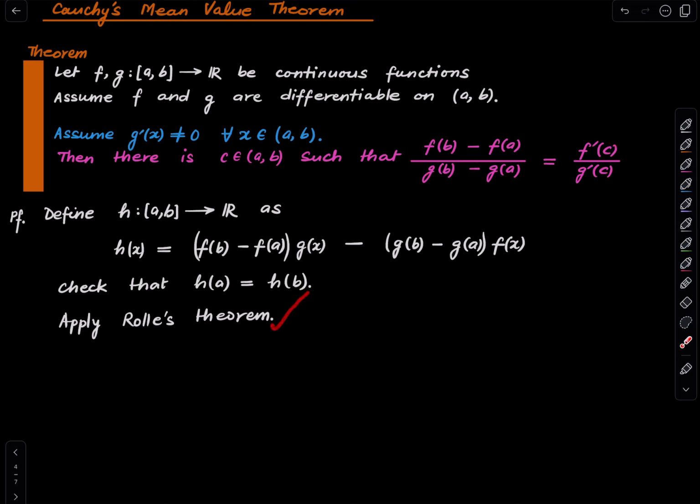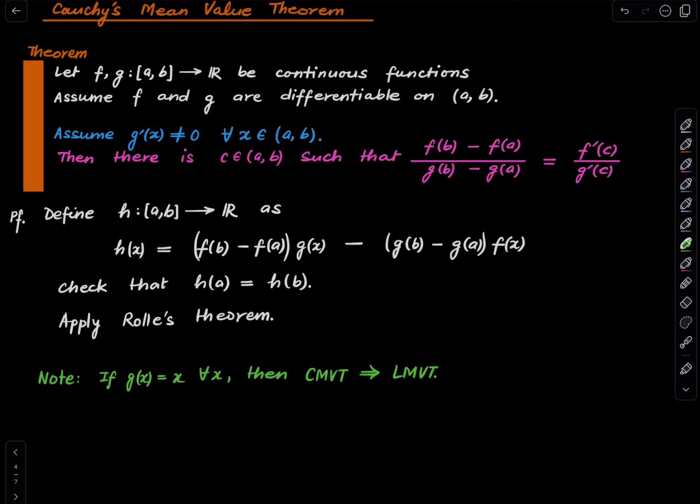All right. So if you apply Rolle's theorem, you'll immediately get this result. And as a remark, note that if you set g as the identity function, then you recover Lagrange. Then Cauchy's mean value theorem implies Lagrange's mean value theorem. Okay?